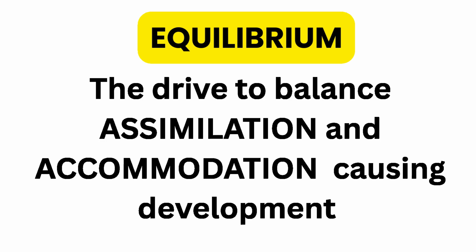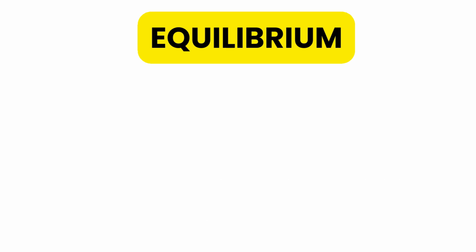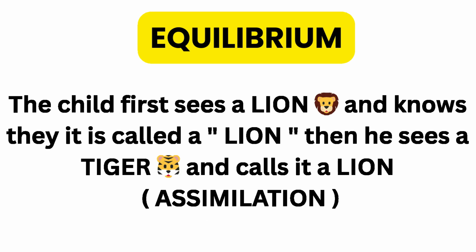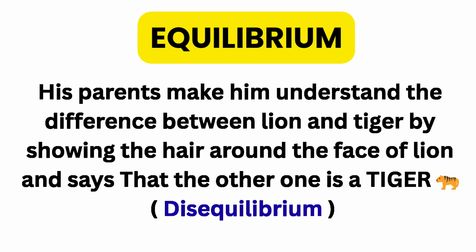Next comes equilibrium. Equilibrium is the drive to balance assimilation and accommodation, causing development in a child. So, the balance between assimilation and accommodation is equilibrium. You remember this term and what it is. So, assimilation plus accommodation is equilibrium. The child first sees a lion and knows that it is called a lion. Then he sees a tiger and calls it a lion only. So, that is assimilation. But when his parents teach him that a tiger is different and a lion is different, then he will understand the difference.